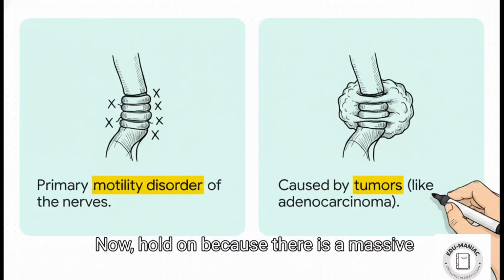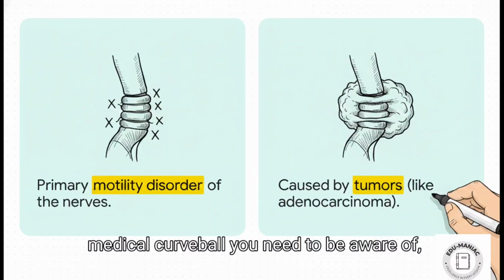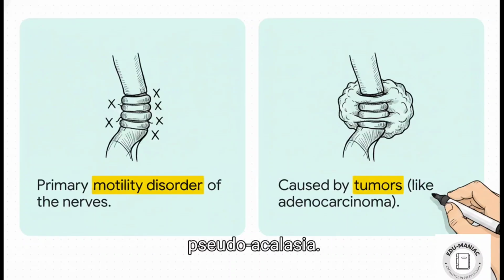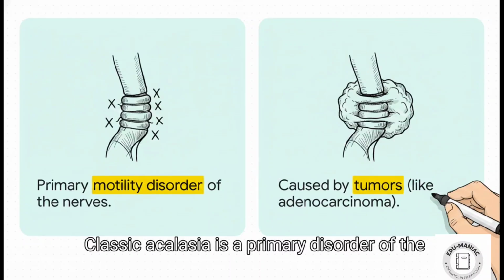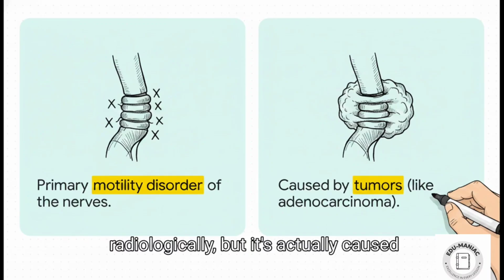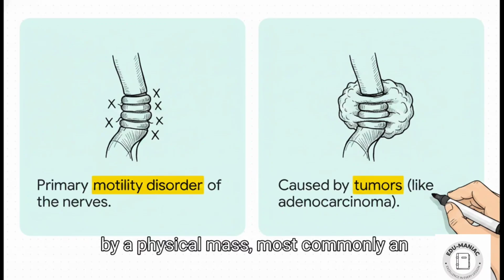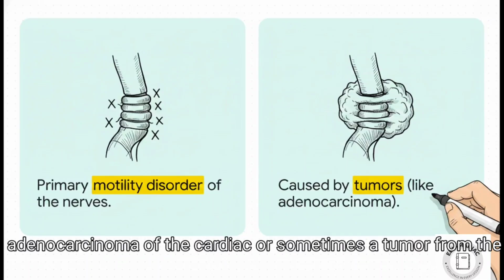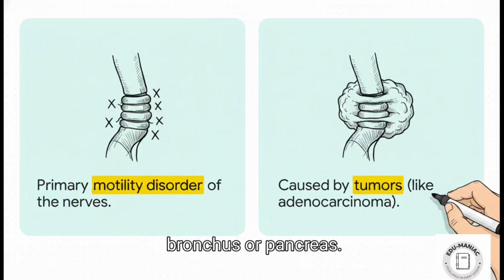Now hold on, because there is a massive medical curveball you need to be aware of: Pseudo-Achalasia. Classic achalasia is a primary disorder of the nerves. Pseudo-Achalasia looks identical clinically and radiologically, but it's actually caused by a physical mass, most commonly an adenocarcinoma of the cardia, or sometimes a tumor from the bronchus or pancreas.